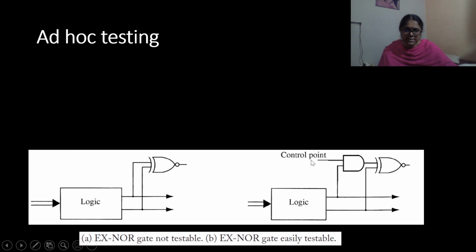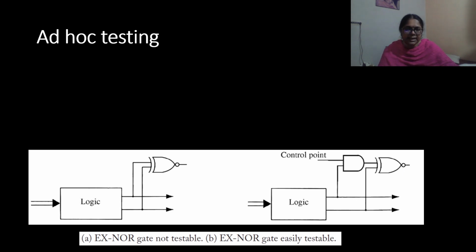So when control point is set to logic 0, whatever may be the second input of the AND gate, the output of the AND gate will be 0. Now, if one of the inputs is 0 and the second input is also 0, then the output of the XNOR should be 1. Otherwise, if this second input to the XNOR is logic 1, then the output should change to 0. So that is a test.